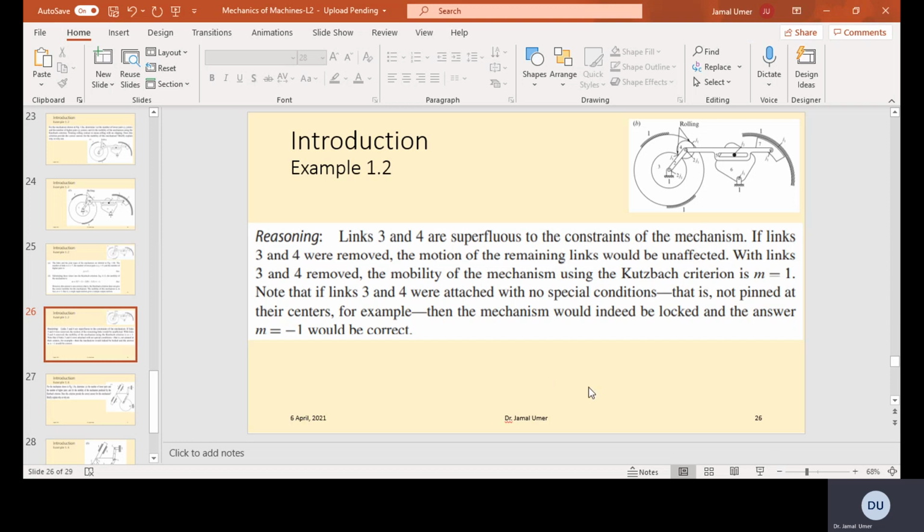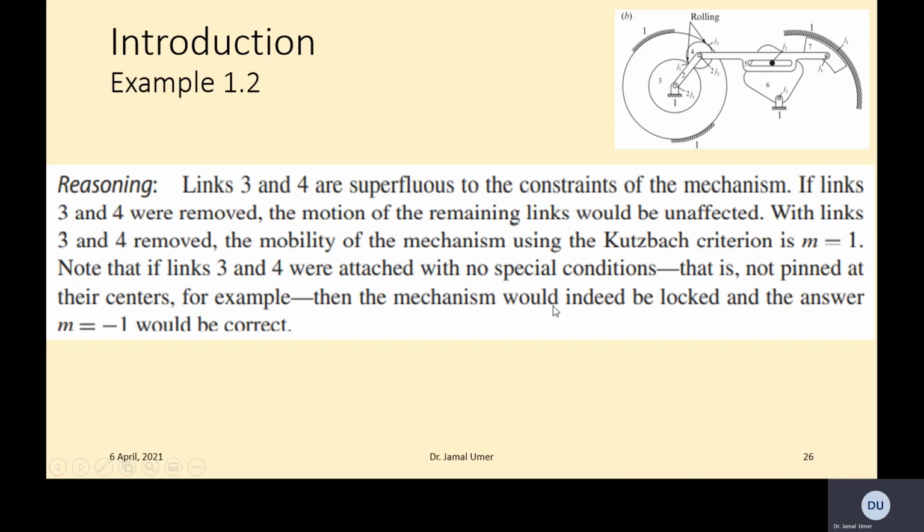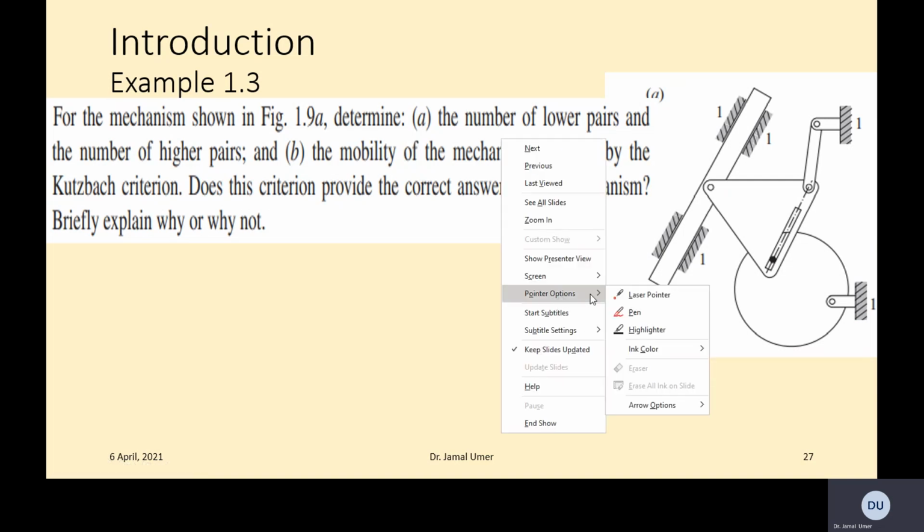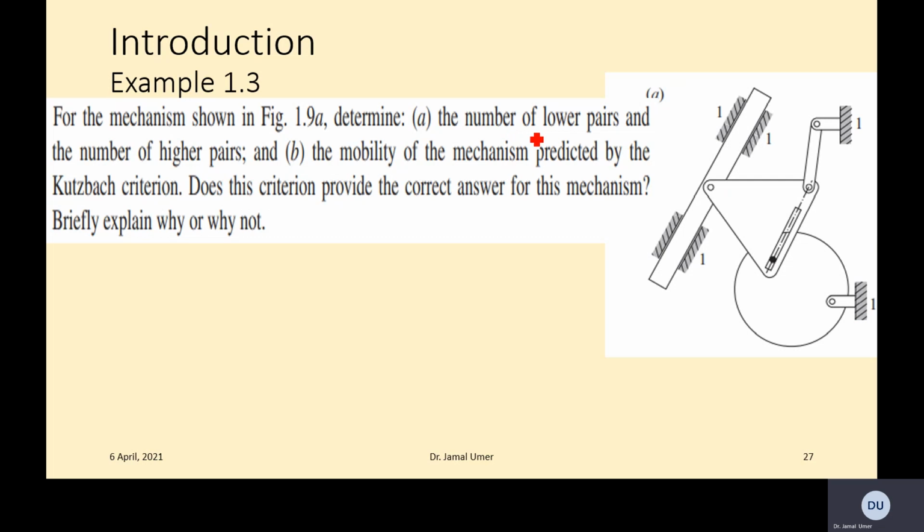All right, so we can continue with the next one. Example 1.3. For the mechanism shown in figure 1.9a, you need to work out the number of lower pairs and the number of higher pairs. From here you do the same thing, and the mobility of the mechanism predicted by Kurzbach criterion.